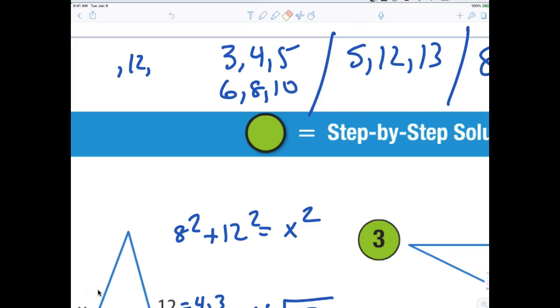9, 12. Sorry, can't multiply 3 times 3. 9, 12, then it would be what? Then it would be 15, because all I did was multiply the 3, 4, 5 by 3. Do we agree? So now, what am I trying to show you? Please look up, because I'm really trying to save you a whole bunch of time.